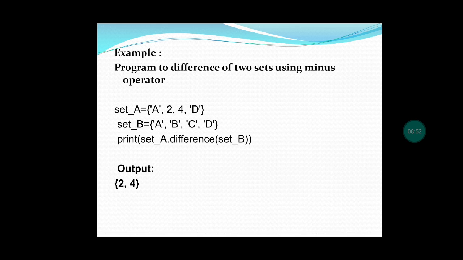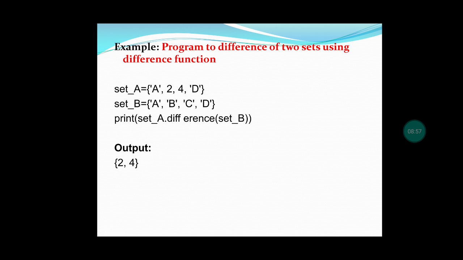In this example we have used minus operator. In the next example we are going to use the same difference of two sets by using the difference function. Set A the value given is A, 2, 4 and D. In set B the value given is A, B, C, D, and set A dot difference of set B. So we are getting the answer 2, 4.